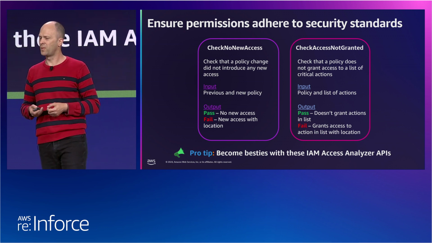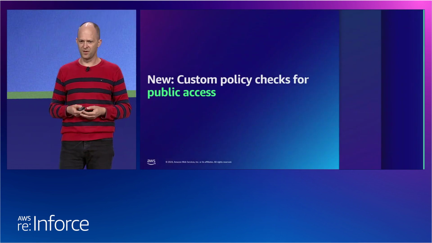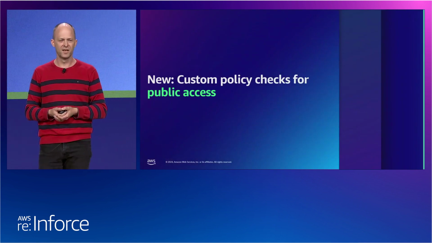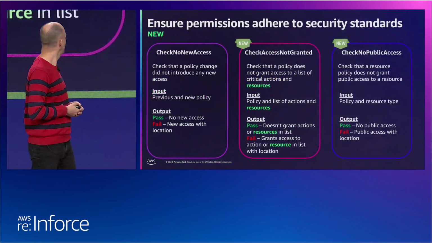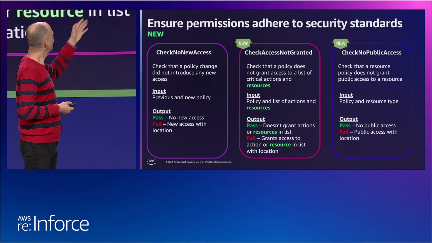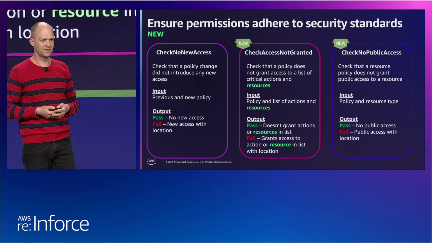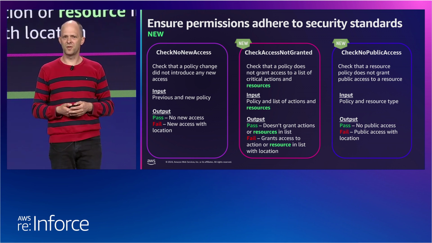Now, we were here at the launch. We mentioned the launch, so of course we expanded those. We expanded custom policy checks for public access and also the access not granted. So what does this mean? It's very easy. Let's start with the rightmost. Check no public access. That's, again, the third one, just what it says on the tin.